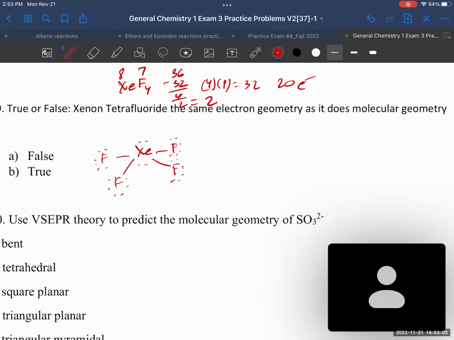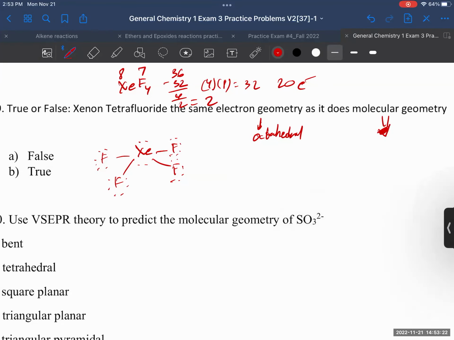Anybody answer, what's the electron geometry of this molecule? There we go. So this is octahedral. And then our molecular geometry, what's that gonna be? Square planar. I'm gonna write square planar. Good job, Tomer. So proud of you, Tomer.